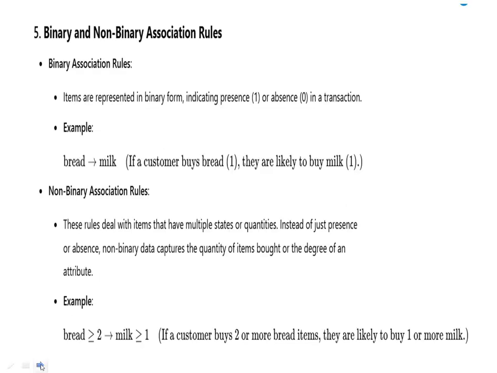The discretization method is applied to convert continuous data into discrete intervals. And binary and non-binary association rules. You have bread, and the item represents the binary form, indicating the presence or absence in a transaction. For non-binary rules, you have, for example, two bread and one milk. You can use it for buying two or more bread items, who are likely to also buy more milk.